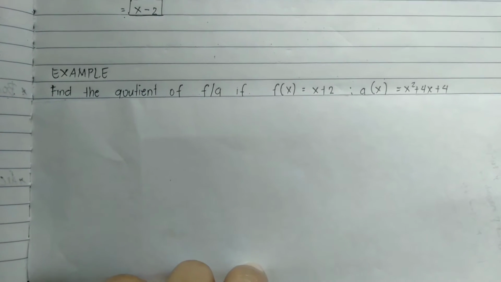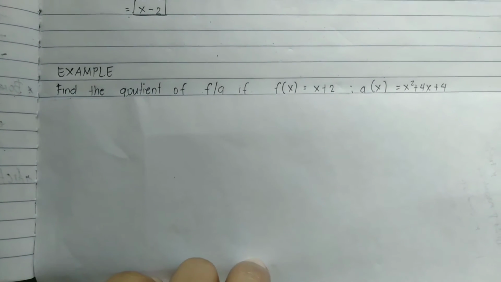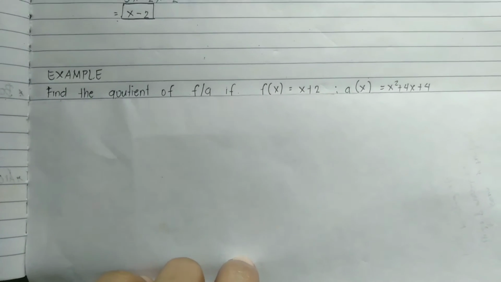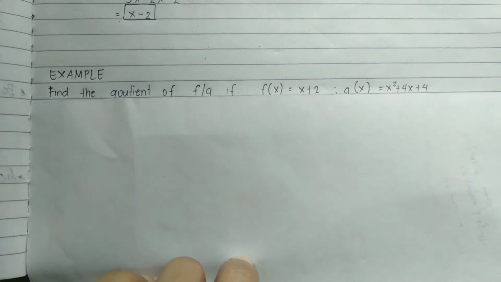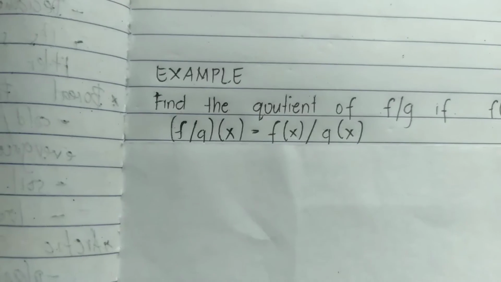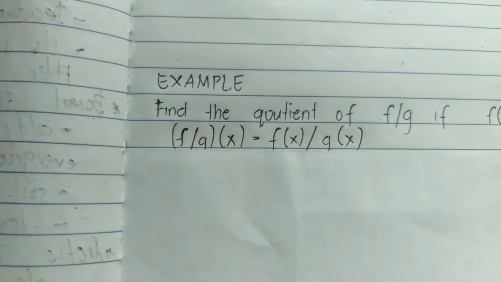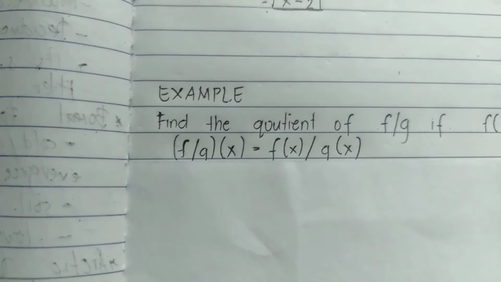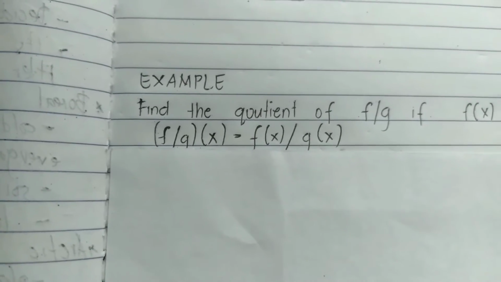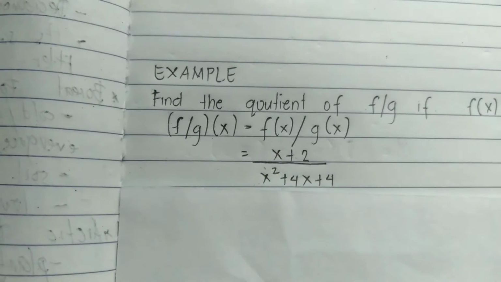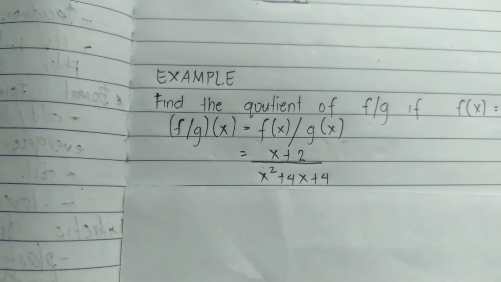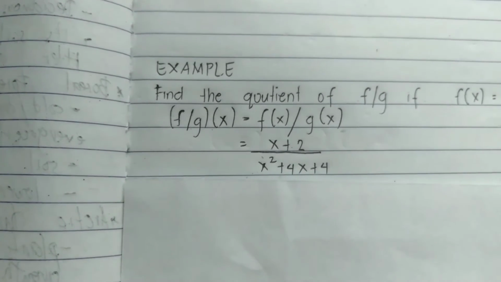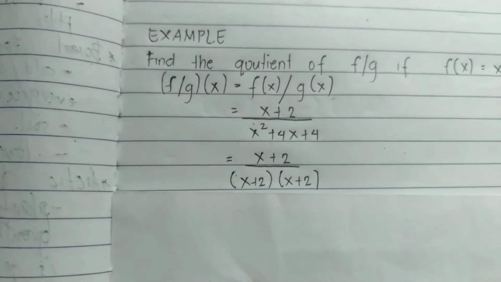Find the quotient of f over g if f of x is equal to x plus 2 and g of x is equal to x squared plus 4x plus 4. F over g of x is equal to f of x over g of x. Then substitute the value. F of x is equal to x plus 2 over g of x is x squared plus 4x plus 4.